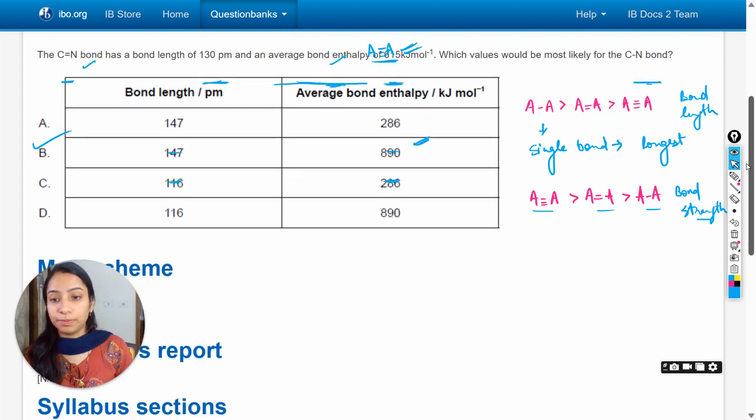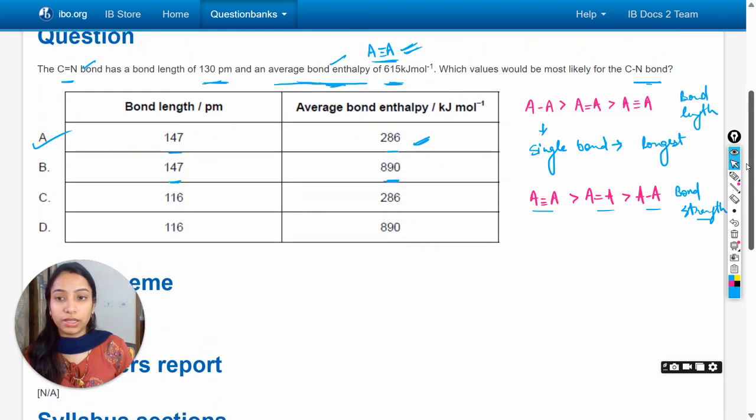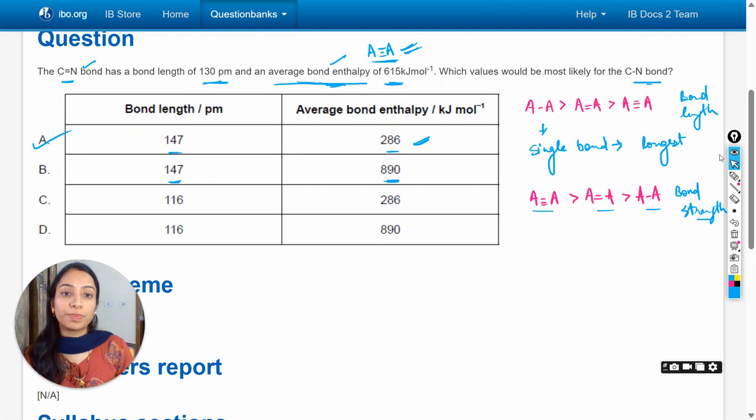Let's check the mark scheme. Yes, A option is right. So this is how we can solve these types of questions.